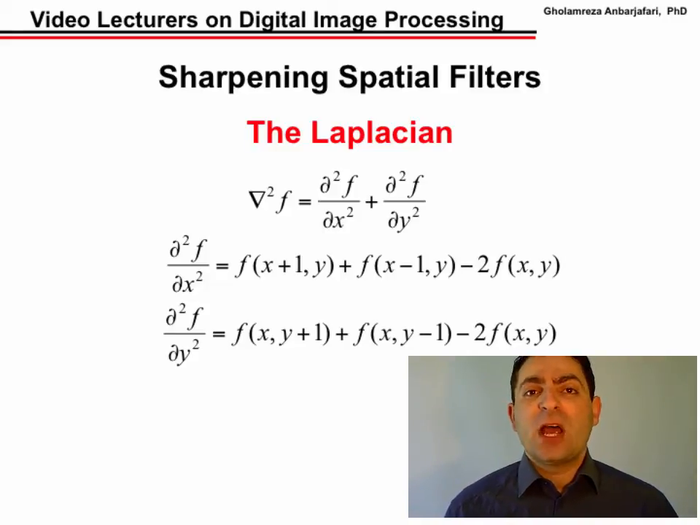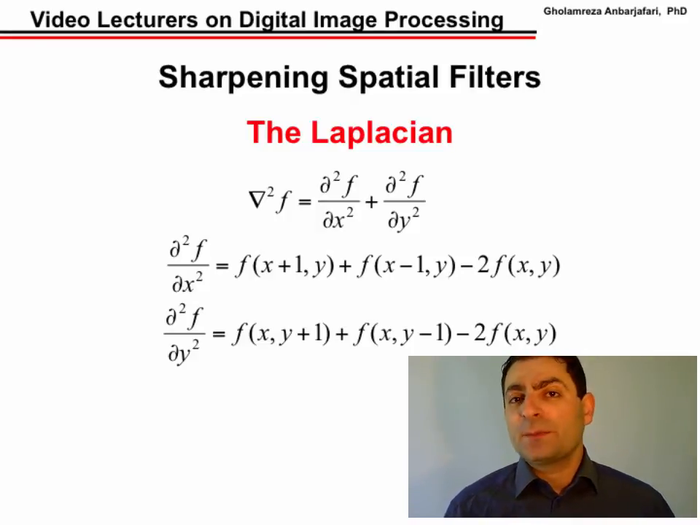Isotropic filters are rotation invariant, which means that if you rotate the image and then filter, or if you filter and then rotate the image, you will get the same result. So rotating and then filtering, or filtering and then rotating, you will get the same results.